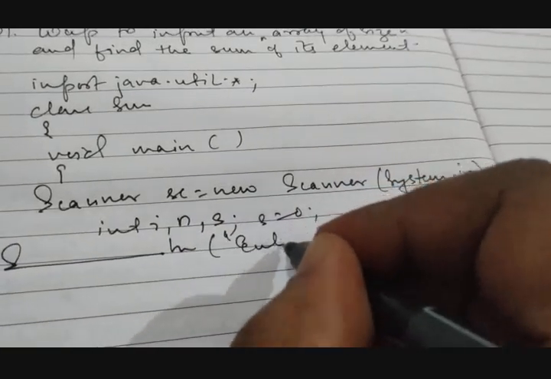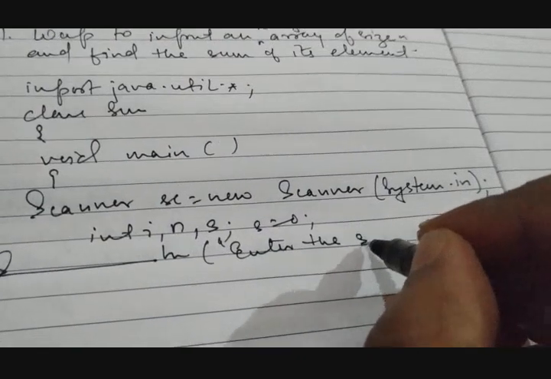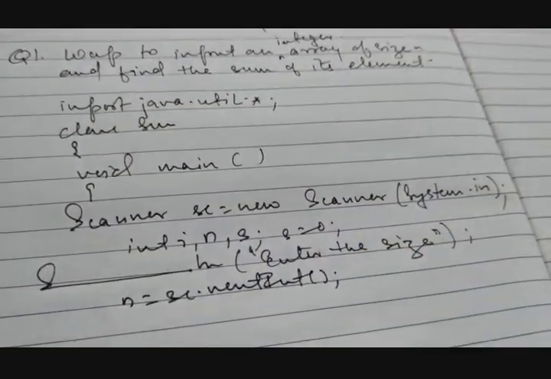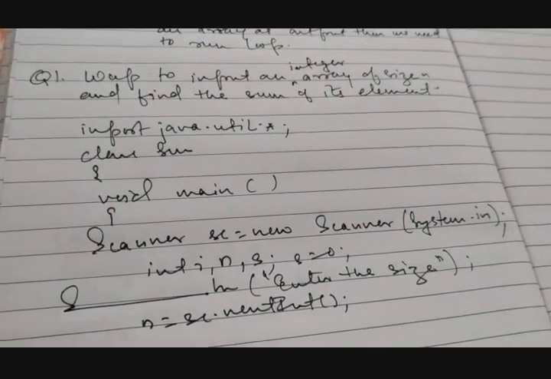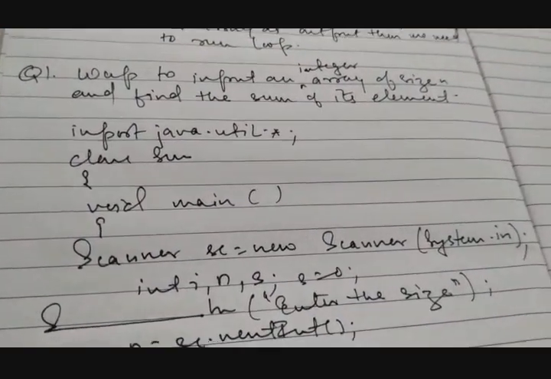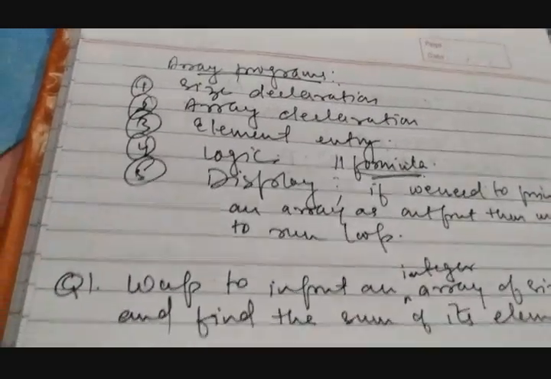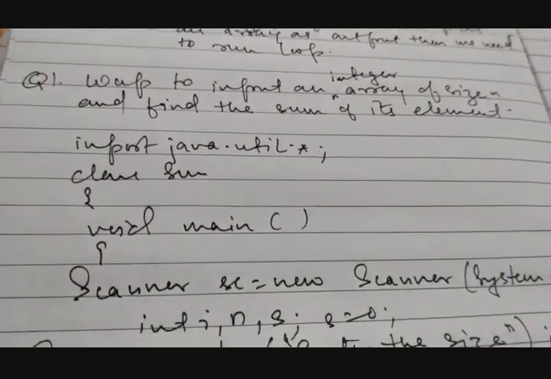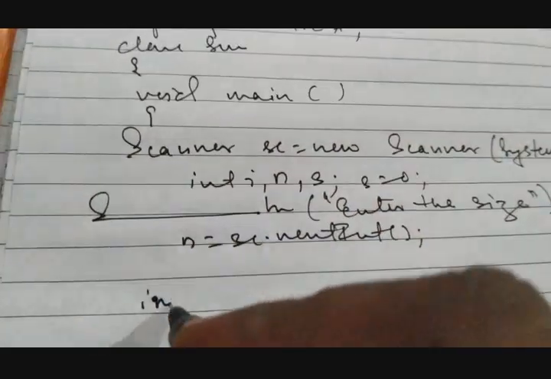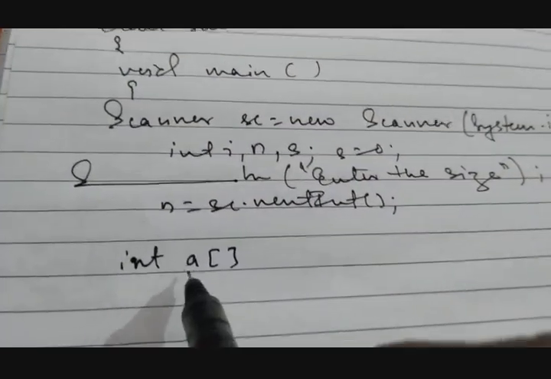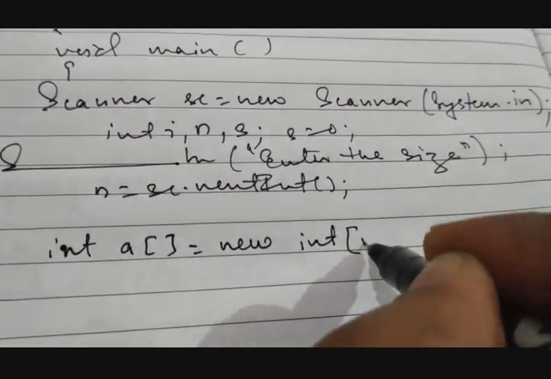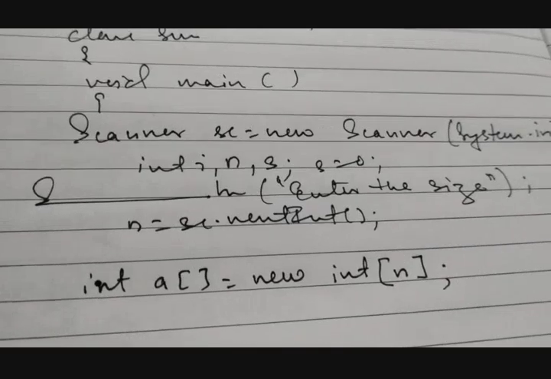System.out.println, enter the size. n equals sc.nextInt(). Alright, so you have declared the size, you have asked the size from the user. Then what is the second point? Array declaration. I am going to declare an array. Now the array is of integer type. So int a[], the name of the array is a, equals new int[n]. The size is n.